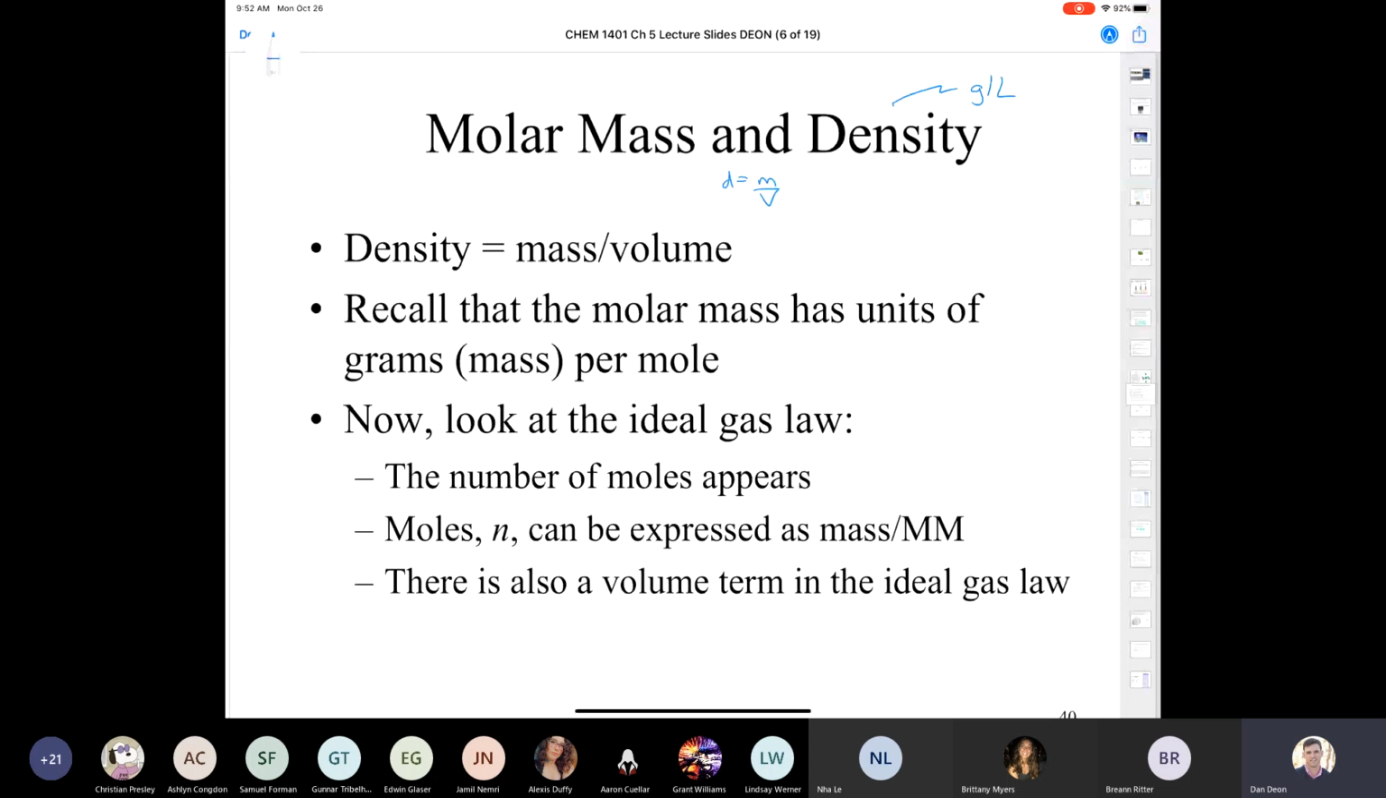Let me show you another equation that you all know too. n is equal to m, little m, over big M, like that. And if you're wondering, what the heck is that equation?